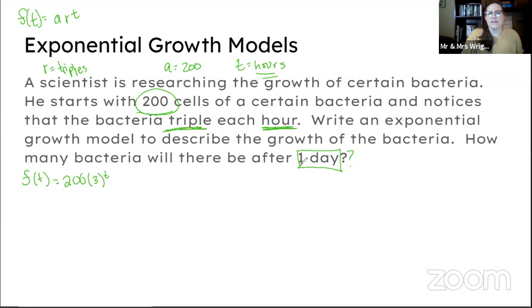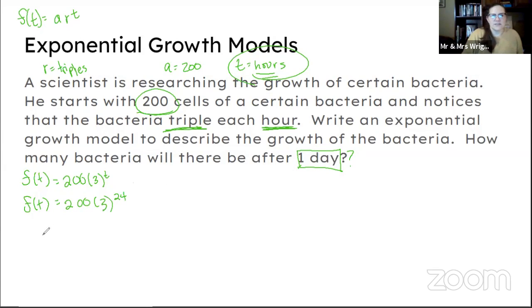And what is it that I have to do? It says after 1 day. So do I put a 1 in for the t? No, that's not what we do. When we see 1 day, remember our t is in hours. So 1 day is 24 hours. So f(t) equals 200 times 3 to the power of 24, hours in 1 day.